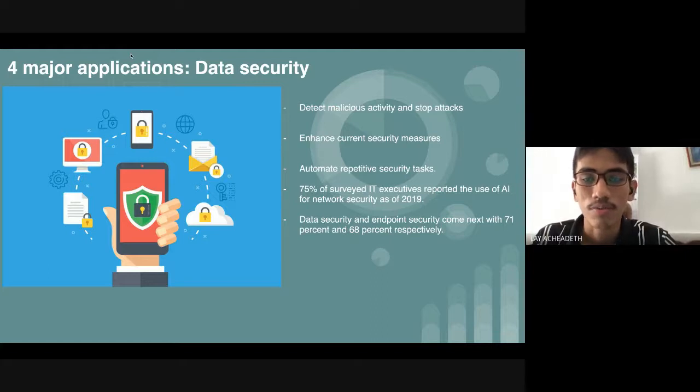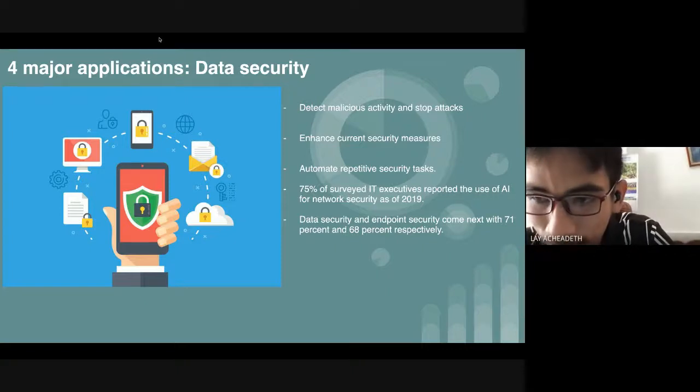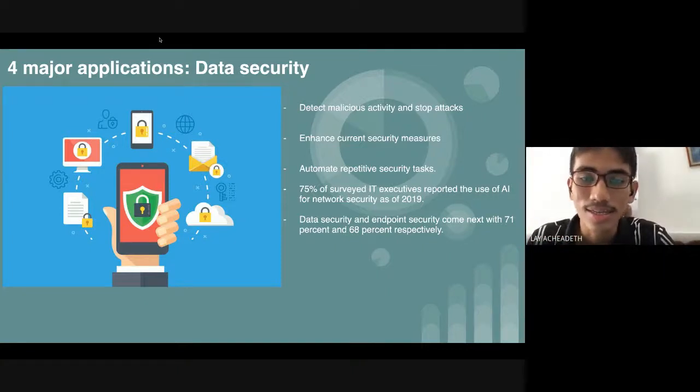And this is some of the survey I have searched for. 75% of surveyed IT executives reported the use of AI for network security as of 2019. And then data security and endpoint security come next with 71% and 68% respectively. So data security here is 71%, man. Guys, see this rating. It's really high. 71% is nothing small. That just proves how important data security is, involved in business logic.